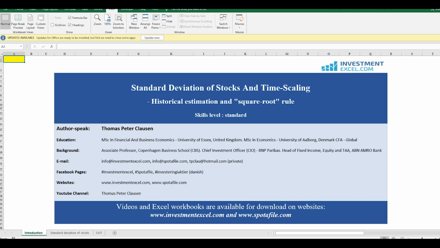And then at the end I will show you how to scale the risk measure of standard deviation of stock so that we can rely on a monthly based time series of data to interpret also annualized figures.